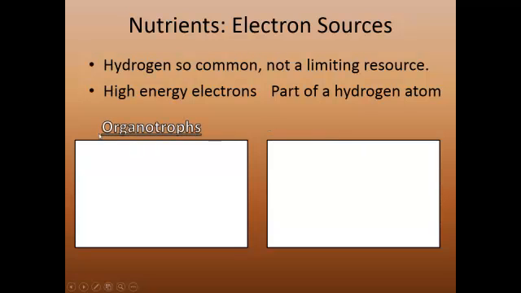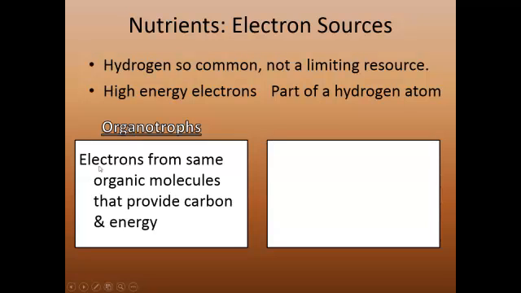There are the organotrophs. You're an organotroph, by the way. And they get their electrons from the same organic molecules that provide carbon and energy. So if we were to name you, you would be a chemoheteroorganotroph. You thought the chemoheterotroph was long enough, huh?